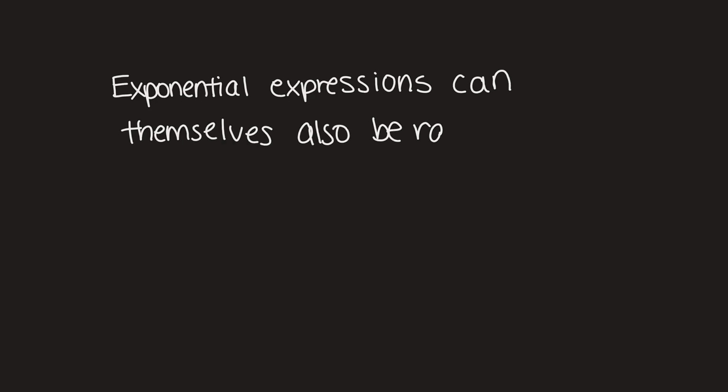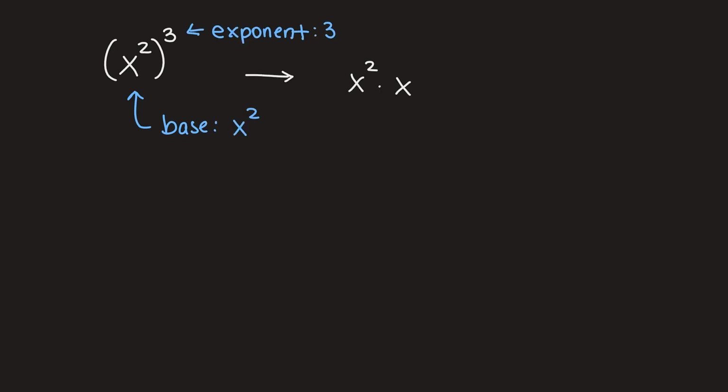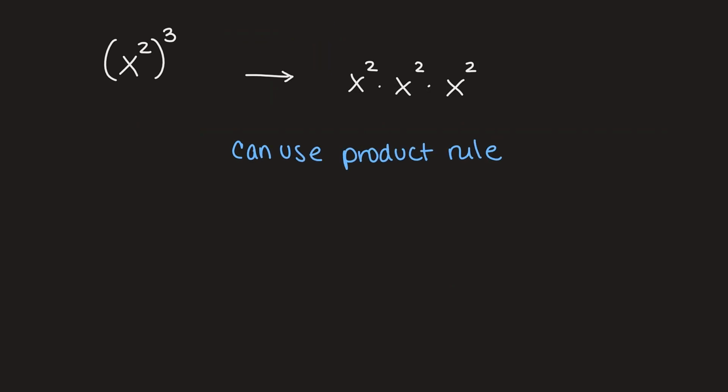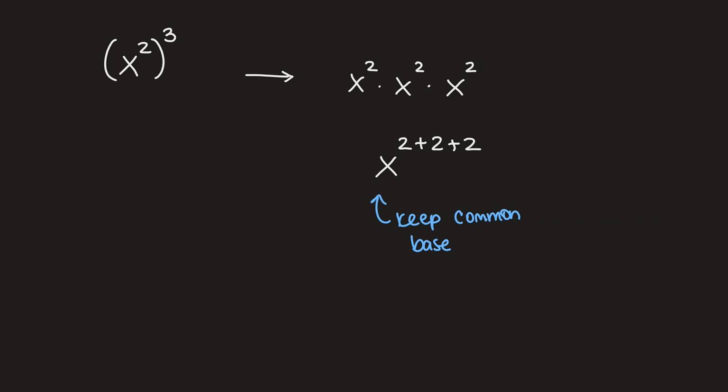And exponential expressions can themselves also be raised to powers. So for example, if we have x squared raised to the 3rd power, our base here is x squared, and our exponent is 3, meaning we will have 3 factors of our base x squared. And now we can use the product rule on this. So we keep the common base and add the exponents, and this simplifies to x to the 6th power.